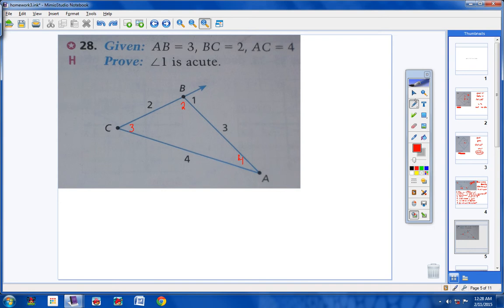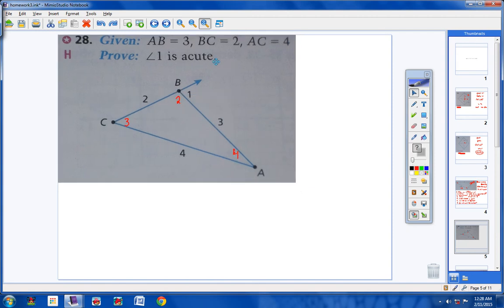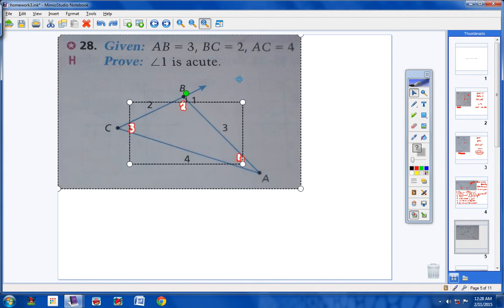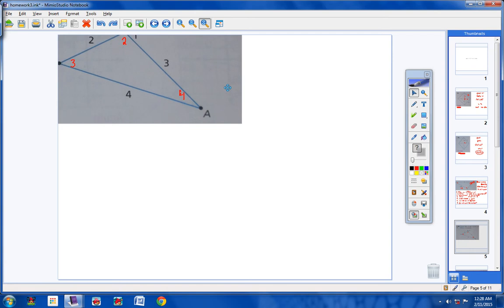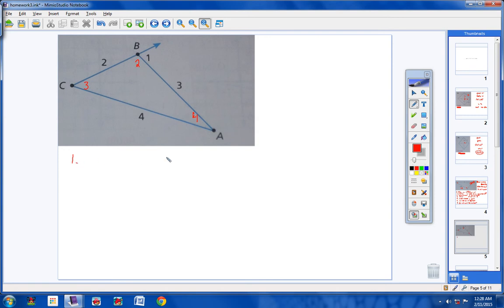Alright, so I already have all my given written on my triangle here, so I'm going to go ahead and grab this and just slide all of this up to get us a little more room. And not sure what happened there. Let's try this again. Alright, here we go. Now, here's how I attacked this, okay? Obviously, first of all, is my given, okay?